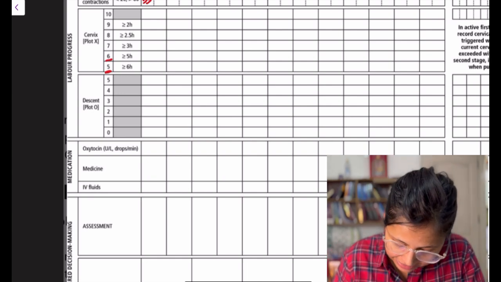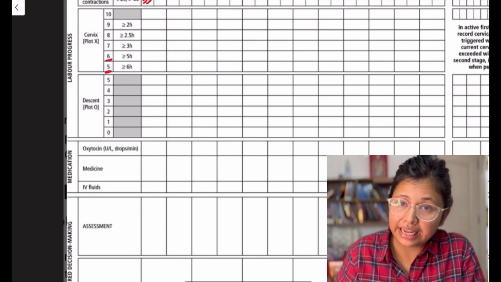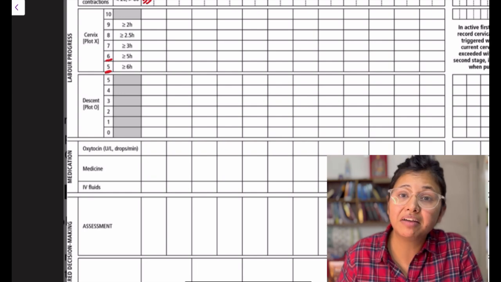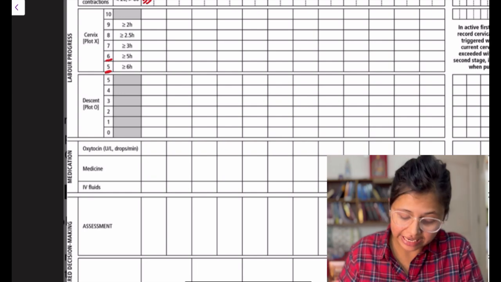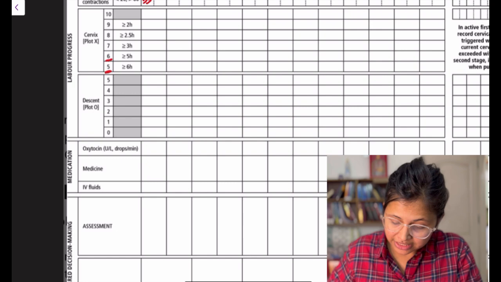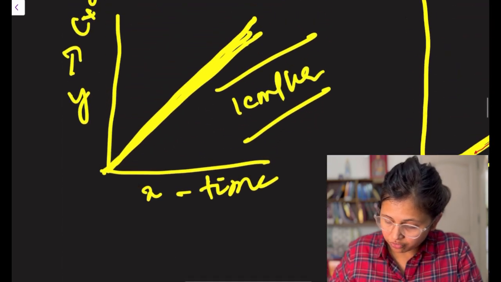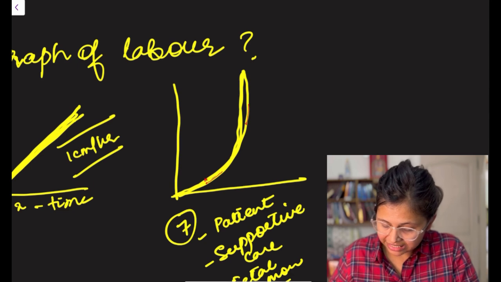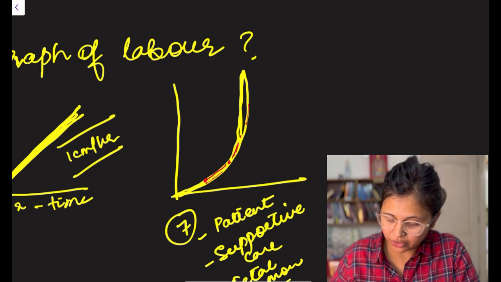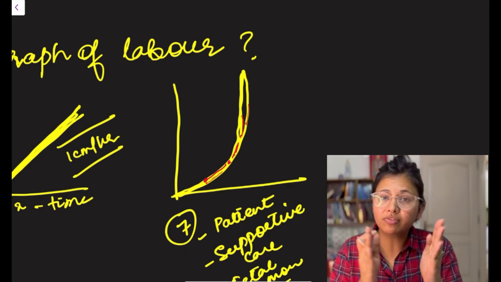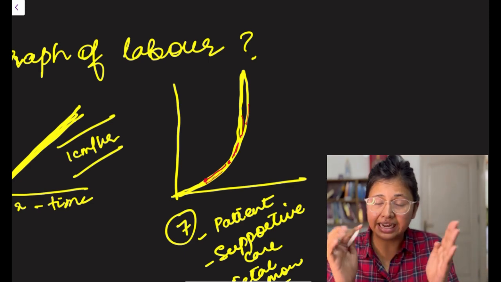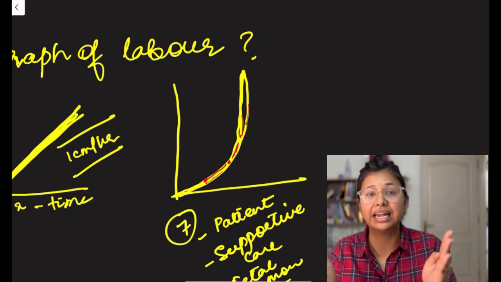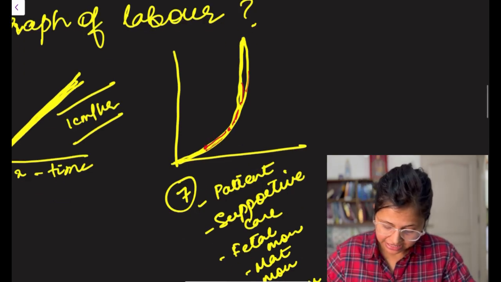All right. And at 6 centimeters, similarly, if she stays at 6 centimeters for more than 5 hours, that's when I need to intervene, not any time before that. At 7, so this you can correlate with the graph of labor that I explained earlier. So at 5 centimeters, 5 to 6, it's slower. 6 to 7, it's sort of faster. 7 to 8, even faster. So the amount of time that we are giving at every centimeter of dilation progressively becomes smaller.